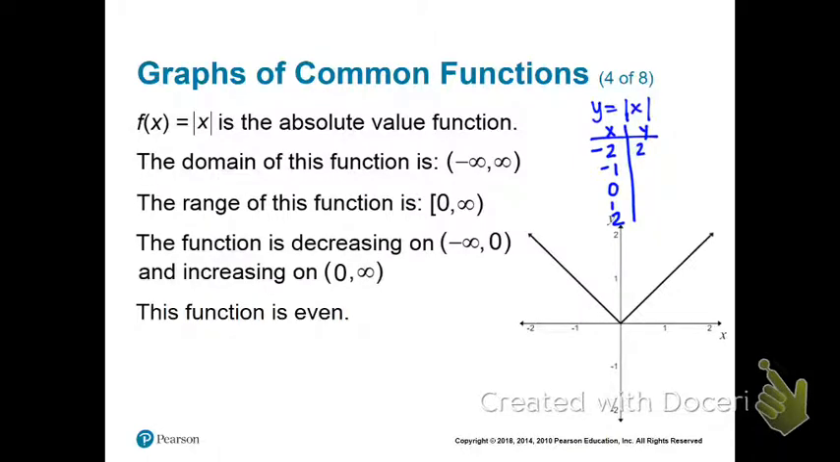Well, it's 2 places from 0. -1, it's 1 place from 0. 0 is 0 places from 0. 1 is 1 place from 0, and 2 is 2 places from 0. So this is going to be our parent table that we're going to use for the absolute value of x.